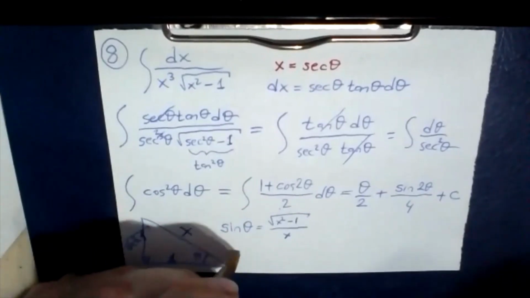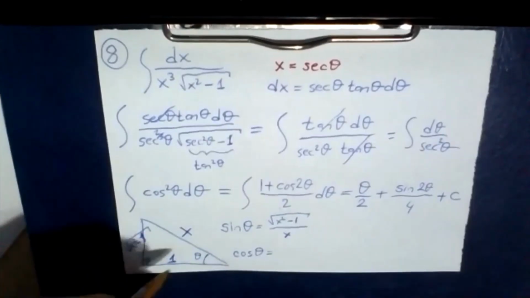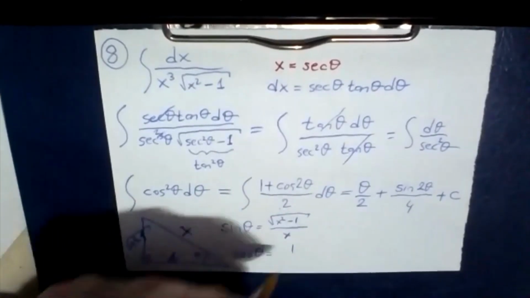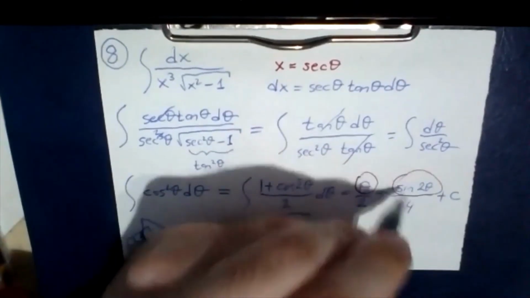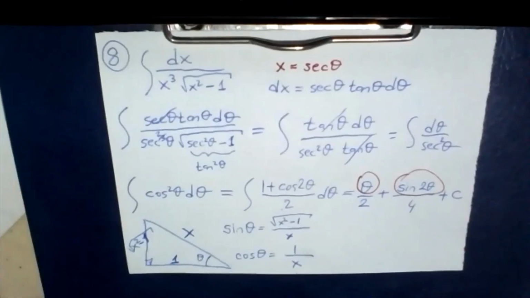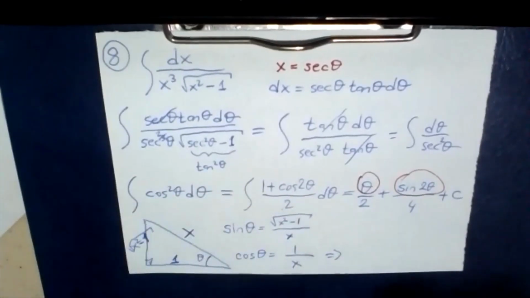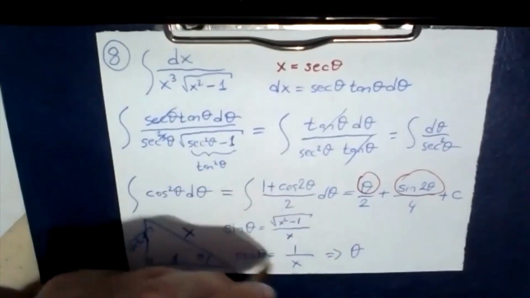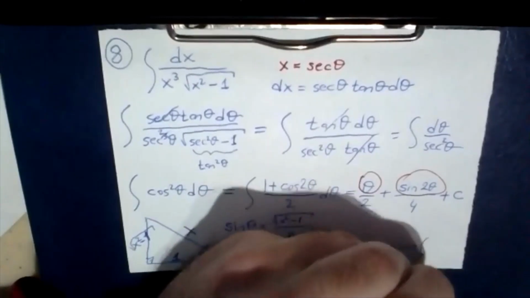And cosine theta is equal to 1 over x. But we need to calculate theta and sine 2 theta. Maybe from cosine theta, we can find theta. By taking arc cosine of both sides, theta will be equal to arc cosine 1 over x.